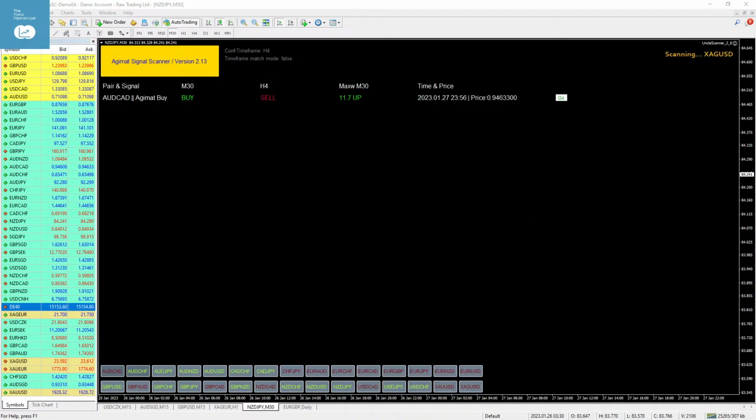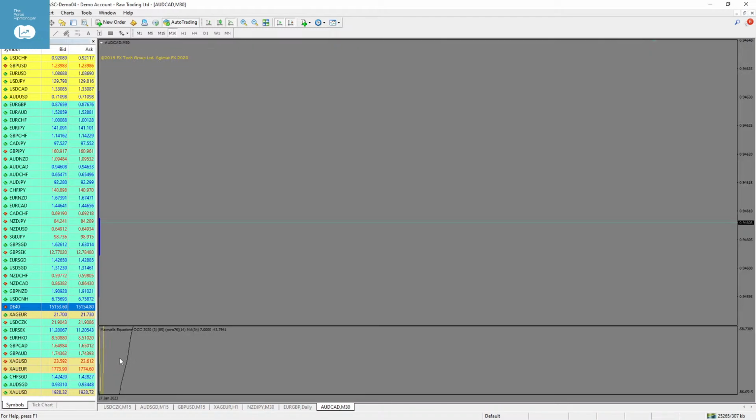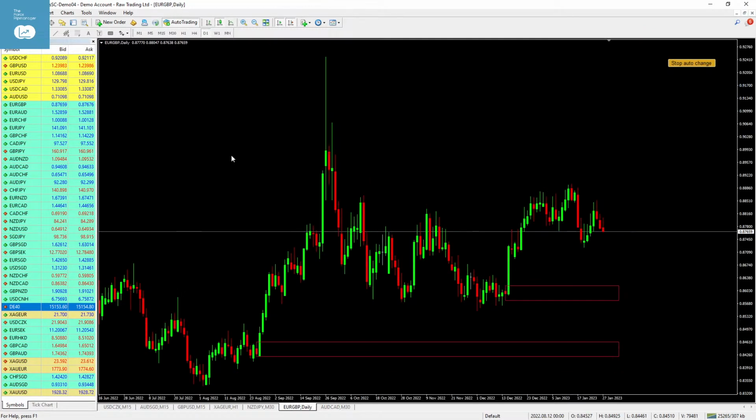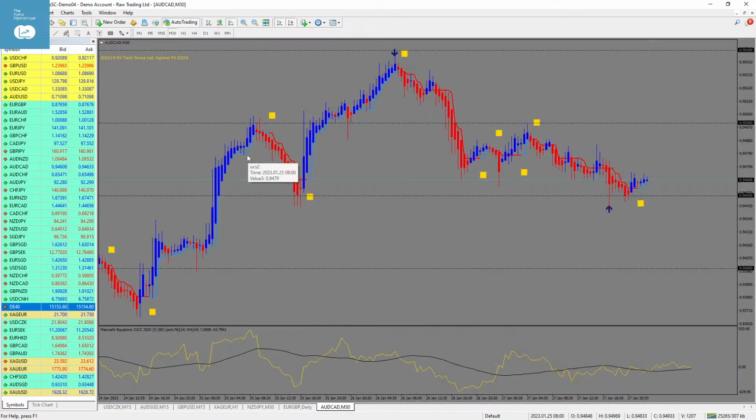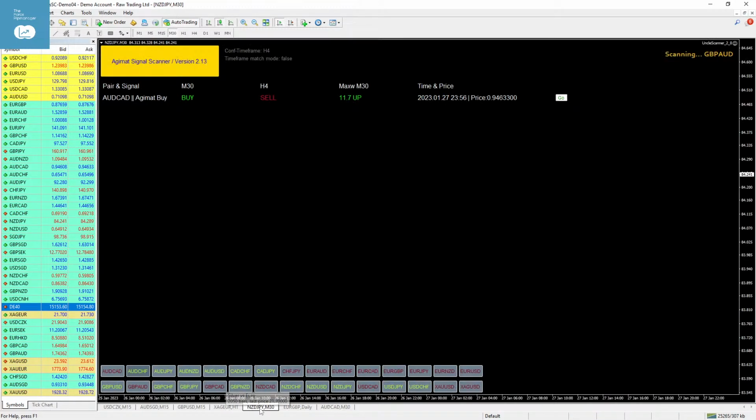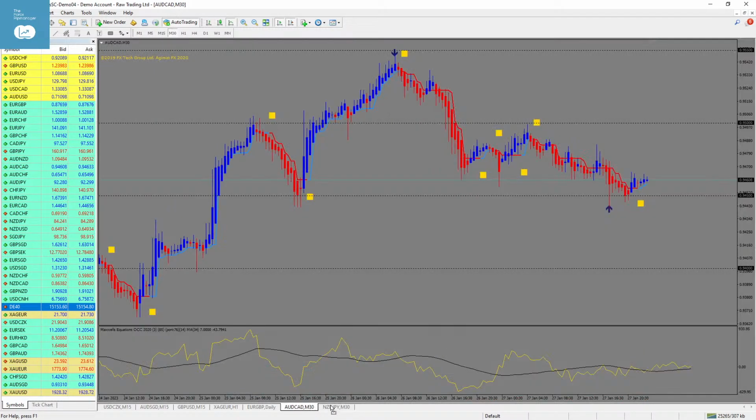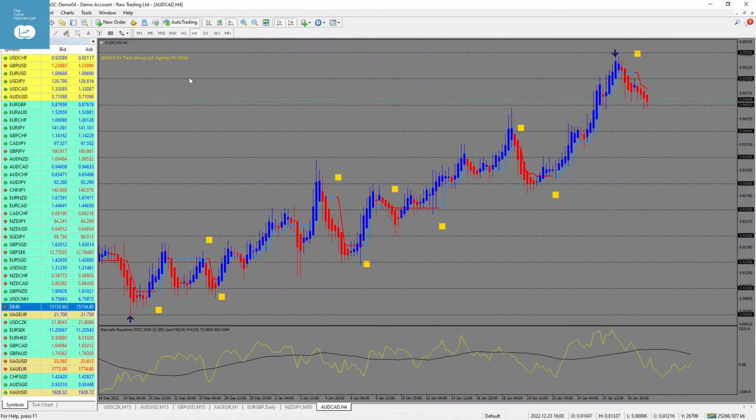Okay, let's check some pairs and what is going on with these pairs. Let's start with the Aussie CAD, and if I click on this button, then the chart opens on the M30, because this is the time frame which I used here for the signals. So here is the M30 at the moment. Then we check the H4, and you can see we are here at the moment.